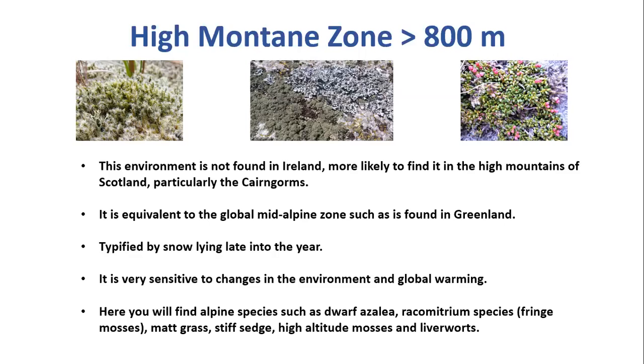It's typified by late lying snow, so you've got snow lying late into the year. It's also very sensitive to changes in the environment and global warming, for obvious reasons. As the climate warms up, these zones will disappear completely from some parts. If there is any high montane zone in Ireland anywhere, the chances are that with global warming, it won't be there for very long.